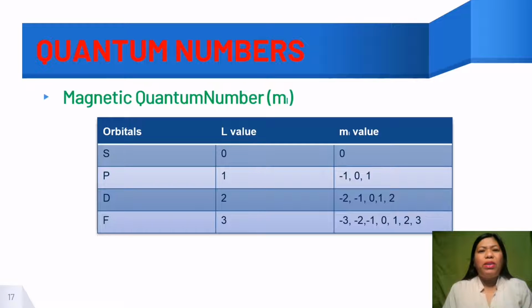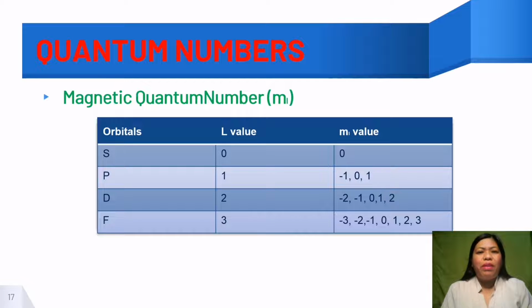How about if you want to get the m sub L value of the s orbital? Just like what we said, the L value of s is 0. So, the m sub L of this is also 0. That means it has only one orbital. The d orbital has an L value of 2. So, it has m sub L values of negative 2, negative 1, 0, 1, and 2. This will have 5 orbitals.